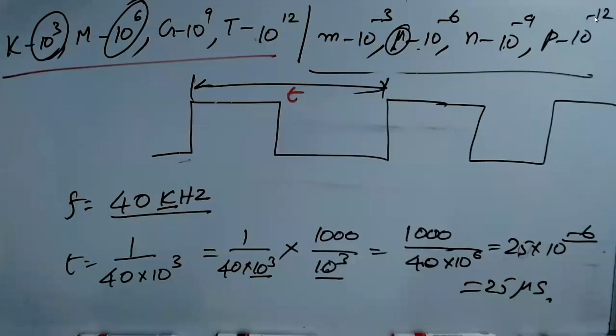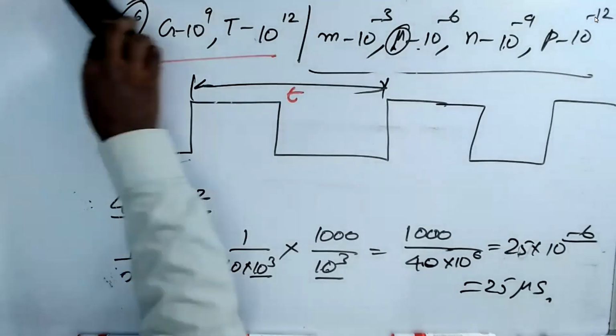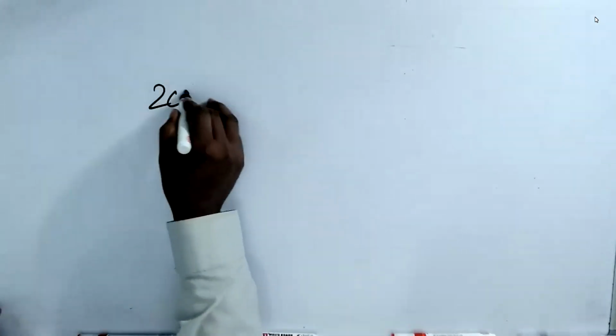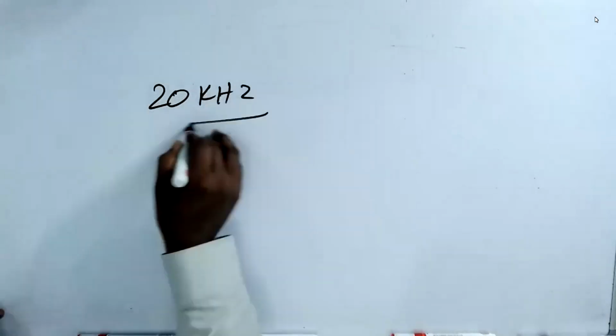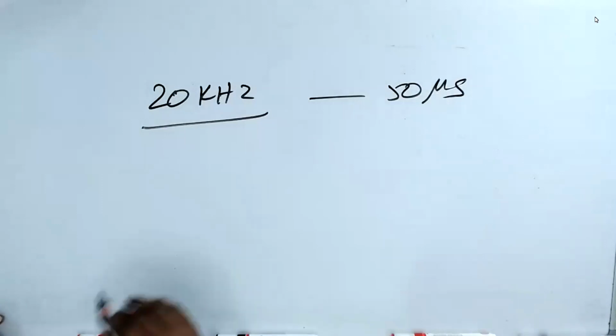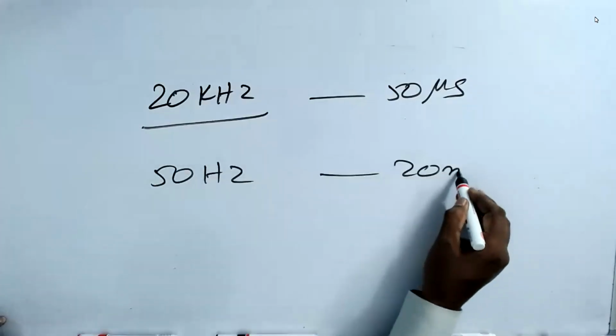In the last session we discussed the frequency and time relation. I hope you got a perfect understanding of that. It means that if somebody tells you 20 kilohertz, you should say 50 microseconds. If somebody says 50 hertz, you should say 20 milliseconds.